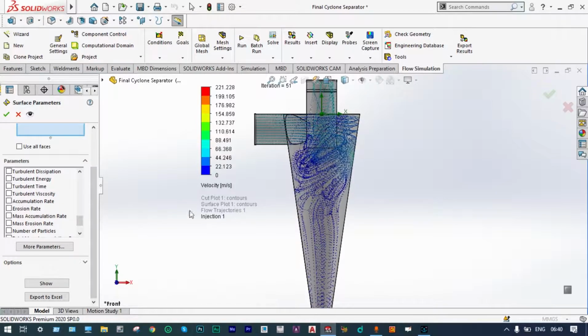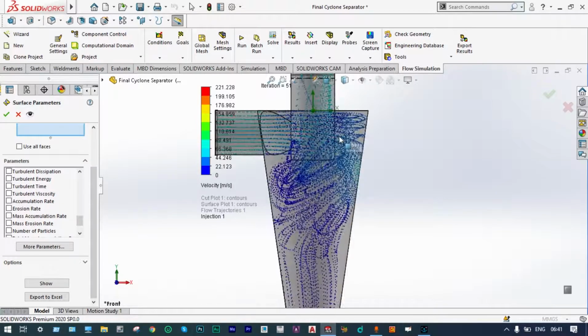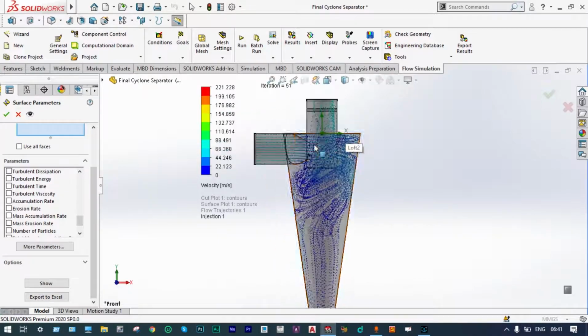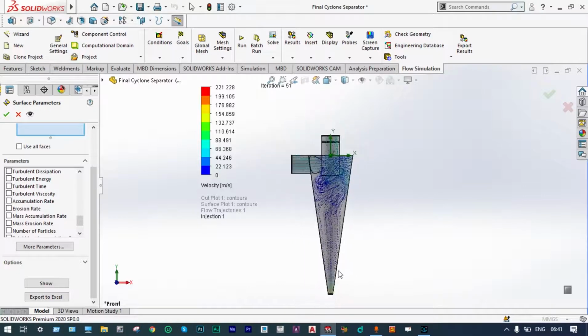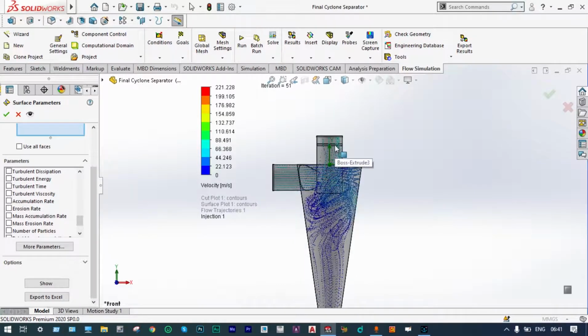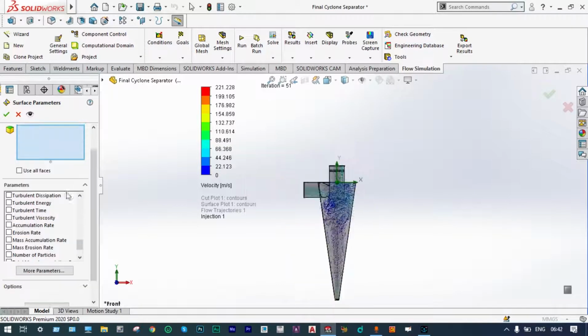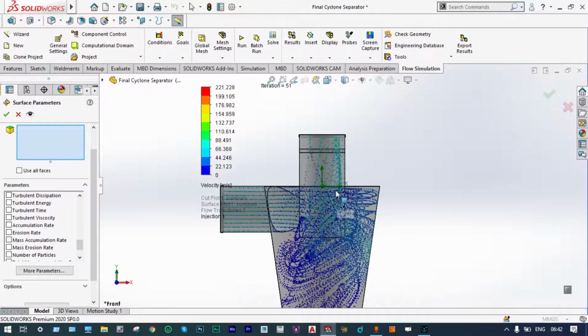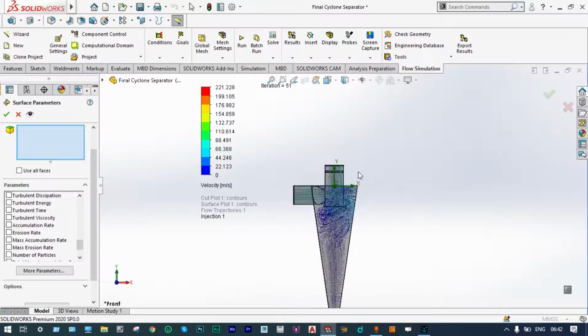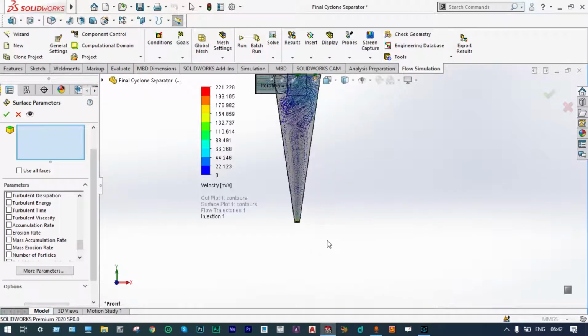We don't want to see all these parameters. By viewing these dynamics of flow particles, we can identify that some numbers of particles are accumulated at the bottommost part and some particles are going out from the top exit locations. We have to see surface parameters at any location. Suppose we want to see surface parameter at the bottommost part, right?